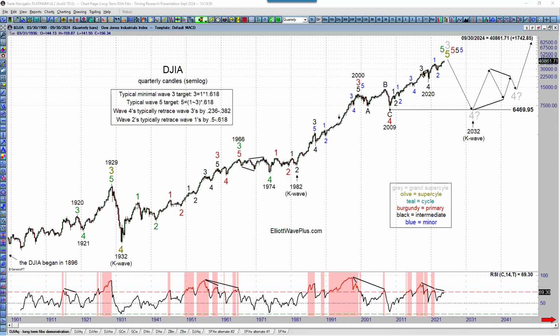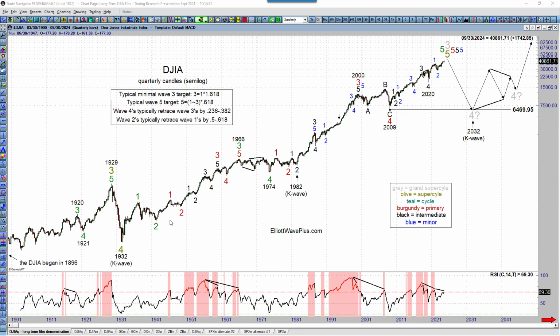And so that would be a cycle degree one and cycle degree two. So cycle degree three, which ended in 1966. This is still Robert Prechter's count from 1995, subdivided as a 1, 2, 1, 2, 3, 4, 3, 4, 5. So that is a five-wave structure.